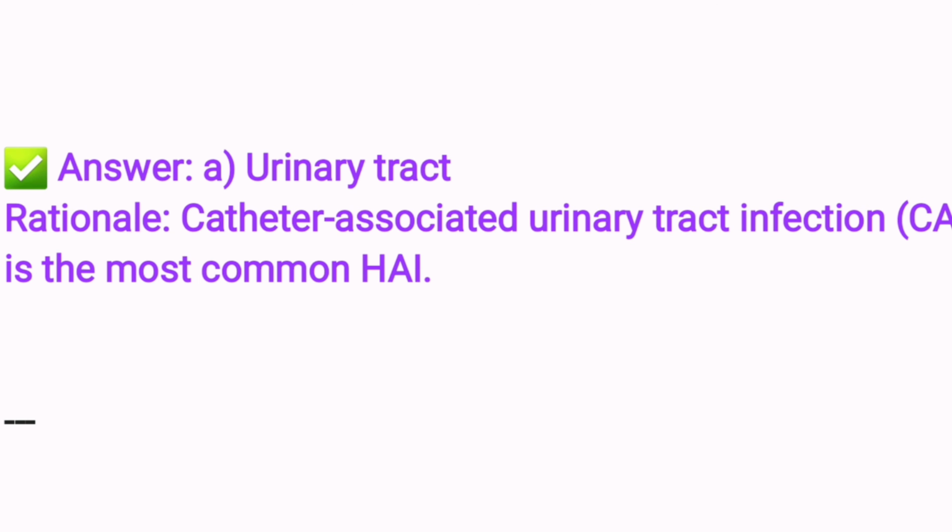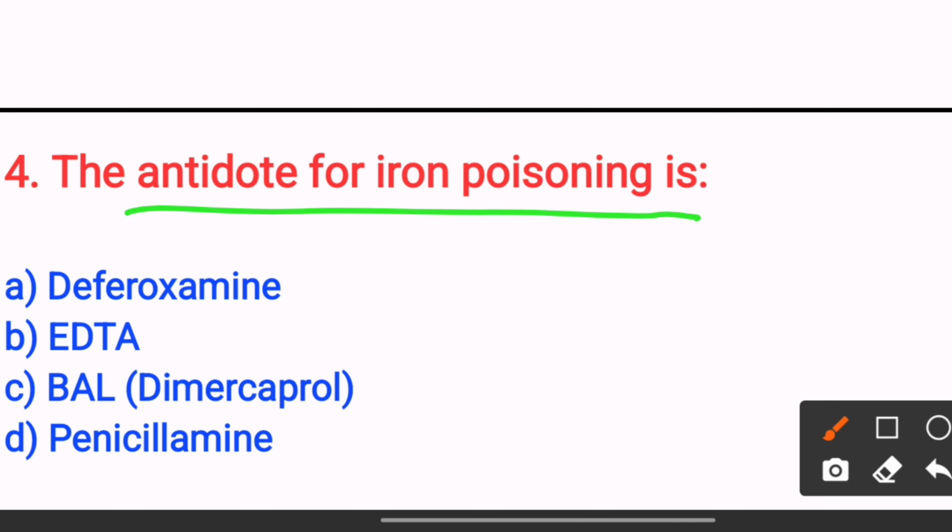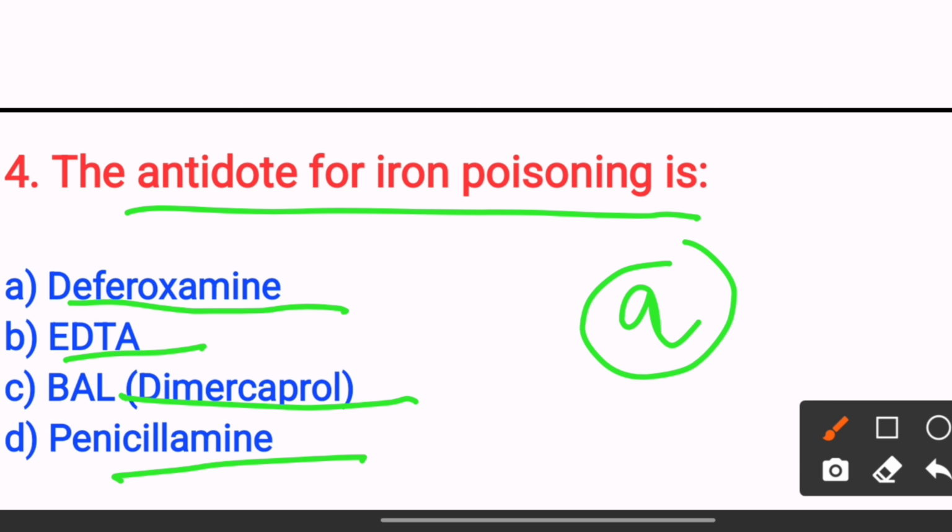Next, the antidote for iron poisoning is option A deferoxamine, option B EDTA, option C BAL, option D penicillin. The answer is option A deferoxamine. Option A is the correct answer.